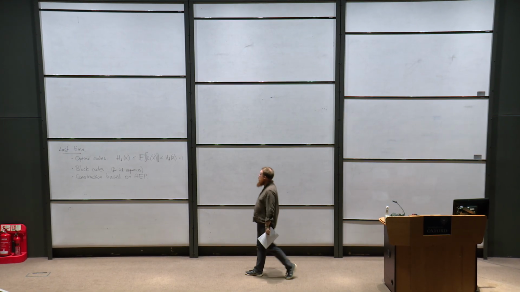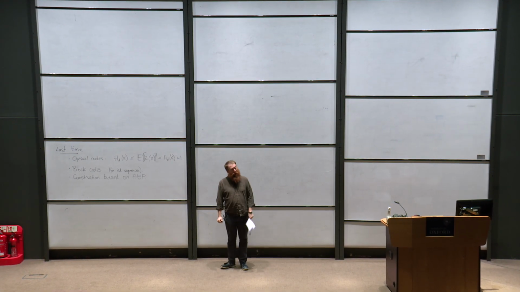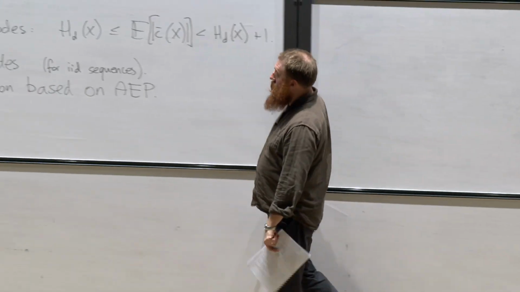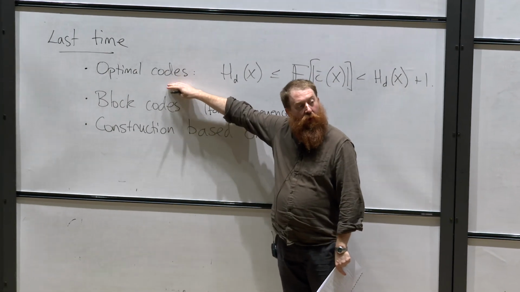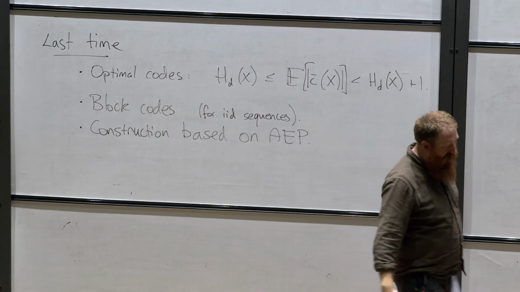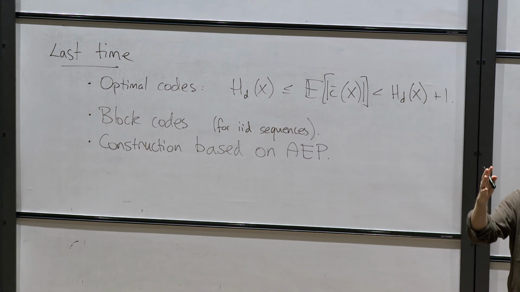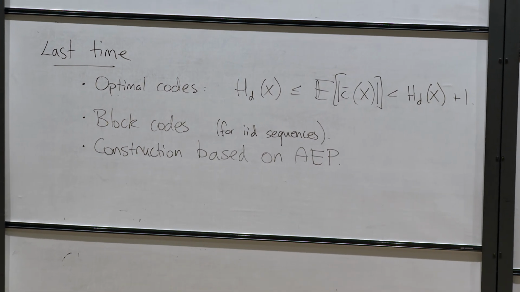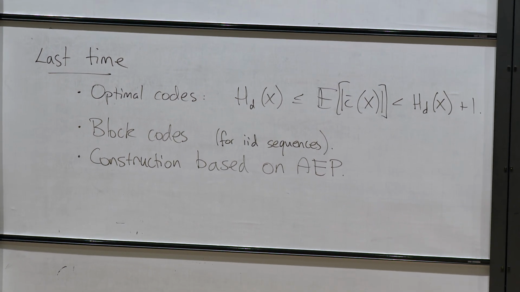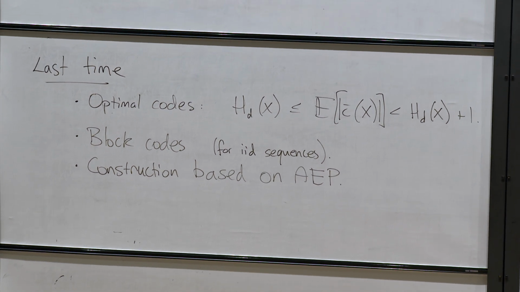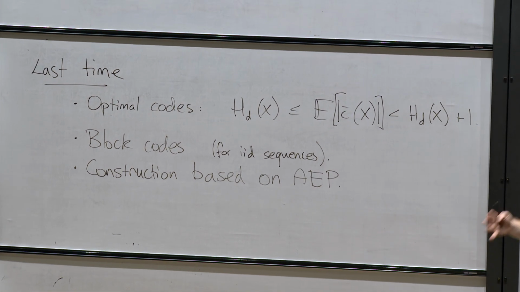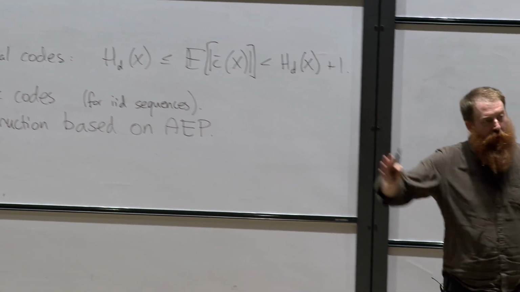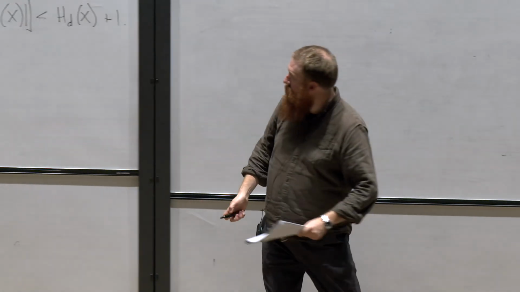Alrighty, so what did we do yesterday? We talked about optimal codes, where, remember, a code is an encoding where we take input symbols and map them to a sequence of output symbols, and we want these to be uniquely decodable so that we can still reconstruct the input from observing the output as one big long string together.